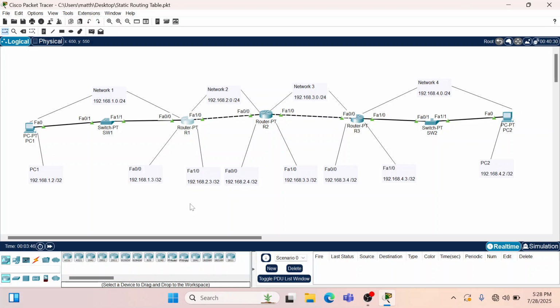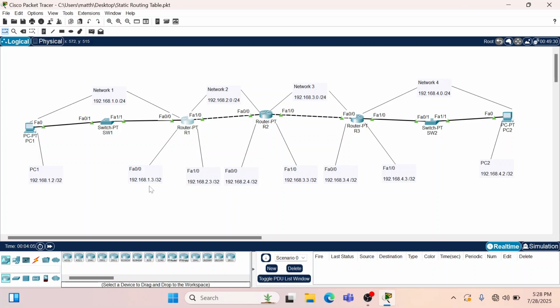Hello. For this video, I wanted to demonstrate static routing, something I just recently learned as I study for my CCNA. So this is a network that I created. I've got it already configured other than the static routing.